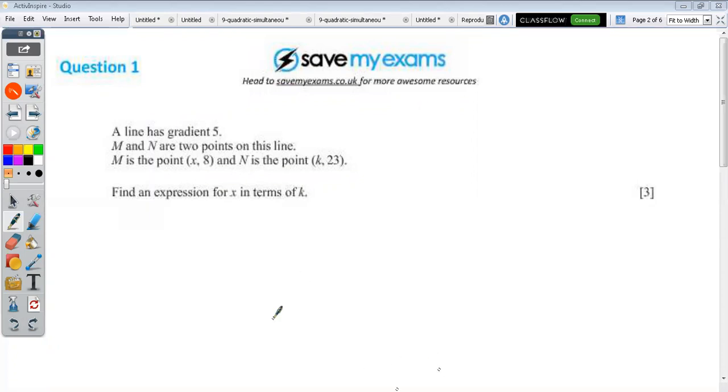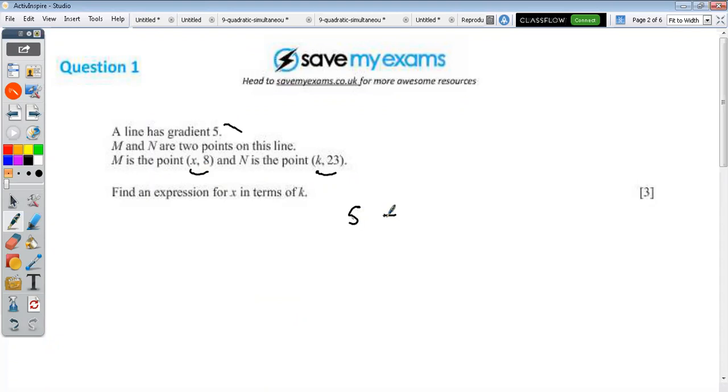Now a line has a gradient of that. M and N are 2 points on the line. M is that point, X is that point. Express X in terms of K. So how do you find gradient if you're given 2 points? It's change in Y over change in X. We're told that the gradient is 5. I'm sure you have an idea.